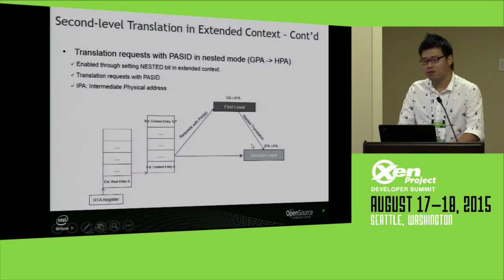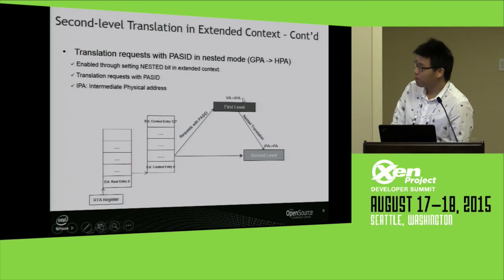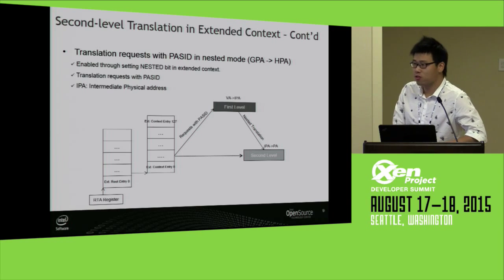And after the first level table translation, we will get an IPA, which stands for intermediate physical address. And then we will do the address translation for this IPA in the second level page table, and then we will get the HPA.